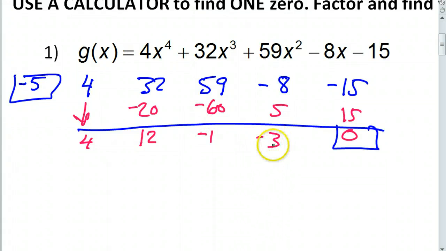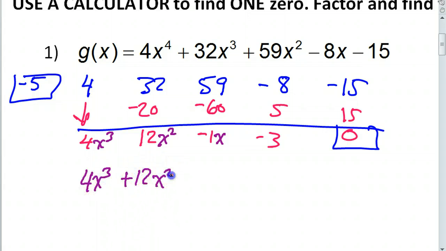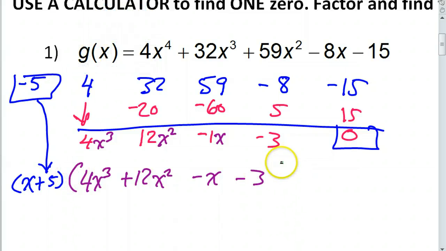hold on, let me just say this one thing. So we got this -3 has got to be the constant, okay? And then that means this is the x, this is the x squared, and this is the x to the 3rd power. So that gives us the polynomial 4x to the 3rd power plus 12x squared minus x minus 3. Okay, don't forget about the first 0 that we found. This comes down as a factor of x plus 5. And now we've got this polynomial, this purple one, that needs to still be factored.